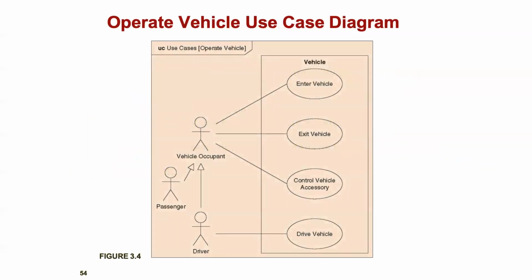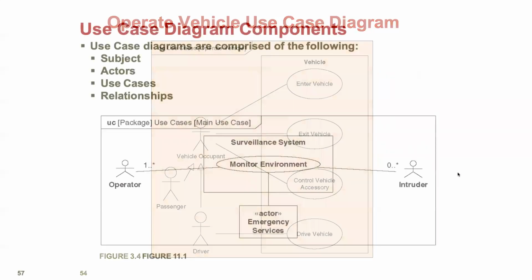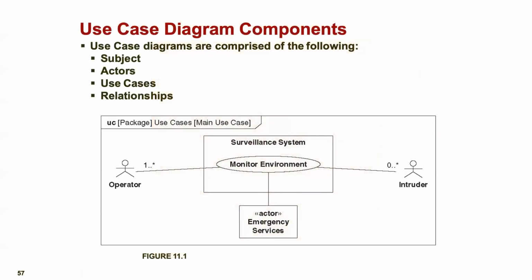So we showed this earlier. Here we're just trying to give a general use case of the operation from a vehicle and occupant point of view, at a high level, the kind of relationships that exist. So use case diagrams are comprised of the following: subjects, actors, the specifics of the use case scenario, and then showing the relationships. So here is an example of a surveillance system.